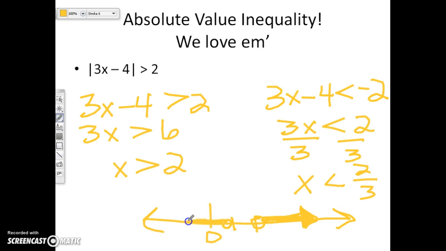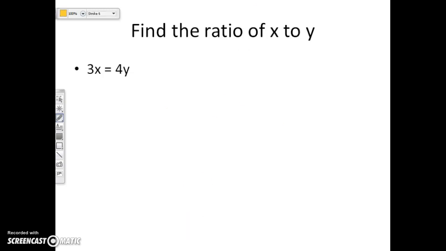X is all of those numbers less than 2/3. We have a disjunction. All right, find the ratio of X to Y. Remember what that means? That means we want our answer to be a ratio of X to Y. This is what we are shooting for. That's what we want our answer to look like. So what are we going to have to do to get this to look like that?